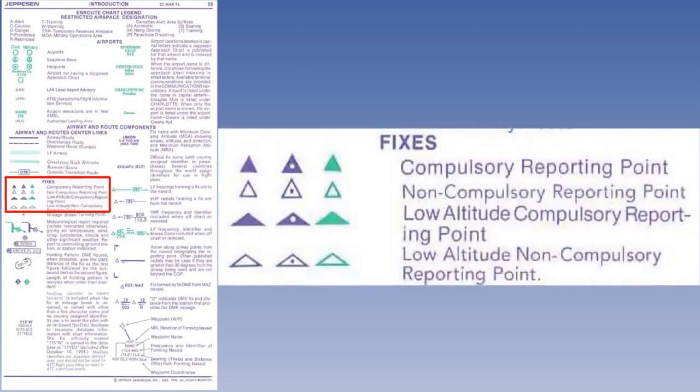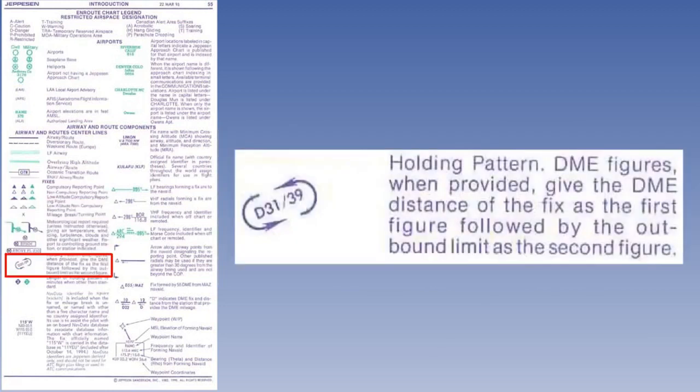Compulsory and non-compulsory reporting points are similar to those we have seen in the VFR chart. Compulsory are solid triangles, and non-compulsory are open triangles. En route holding patterns are as shown. The first figure indicates the DME distance of the start of the hold, and the second figure is the outbound or inbound limit. In this example, D31 is the distance of the fix, or the start of the hold. The inbound turn is then commenced at the second distance of 39 nautical miles.